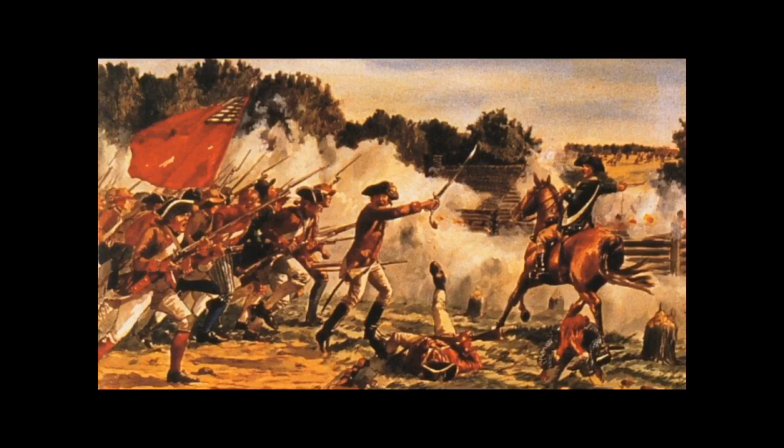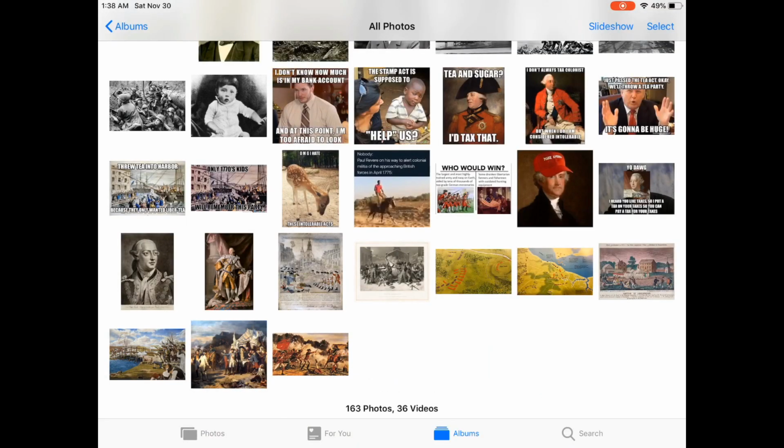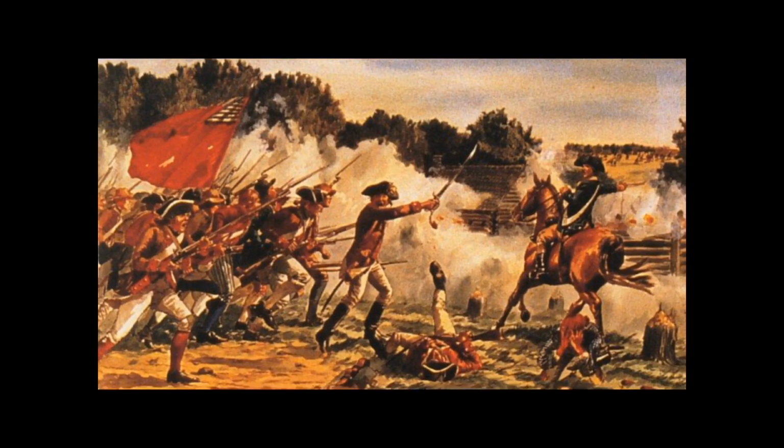One of the next major battles was the Battle of Saratoga from September 19th, 1777 to October 7th, 1777. This took place after a failed invasion of Quebec, Canada. The two nations clashed at Saratoga, New York. And here is one picture of it.